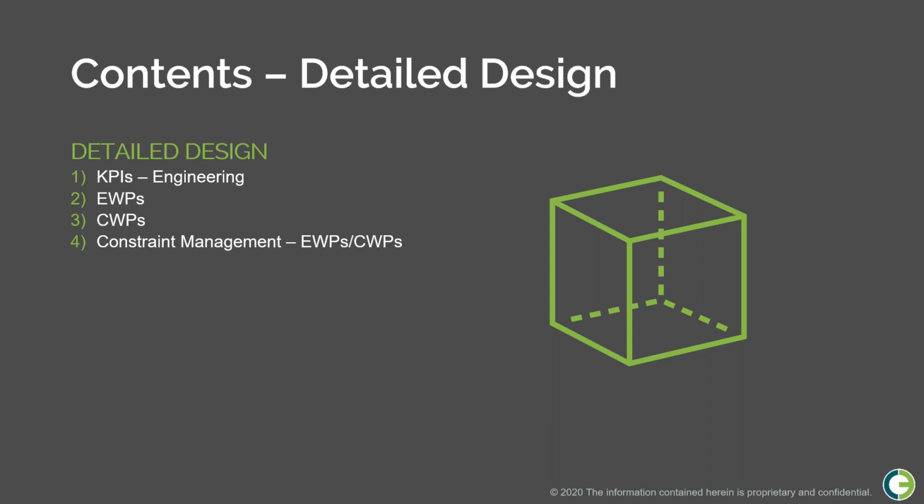We're going to have a look at what an EWP, engineering work package, should be, what it should contain, and in my opinion, equally importantly, what it shouldn't contain. We're going to look at what makes a good CWP, or construction work package, and what separates the construction work package from the engineering work package. We'll also look at who does what, who makes the EWPs, who makes the CWPs. And we're going to create the constraints we need to fully understand what has to be completed before an EWP or CWP can be released.